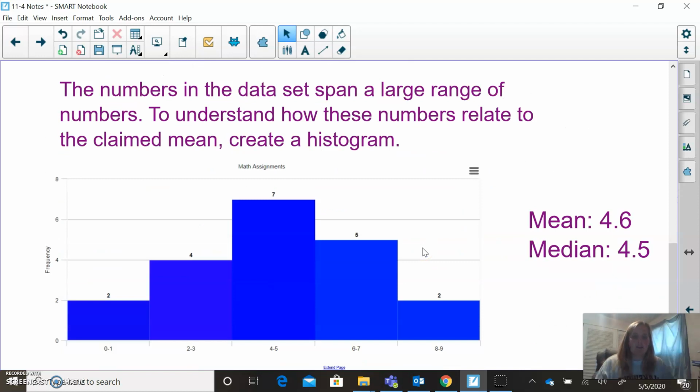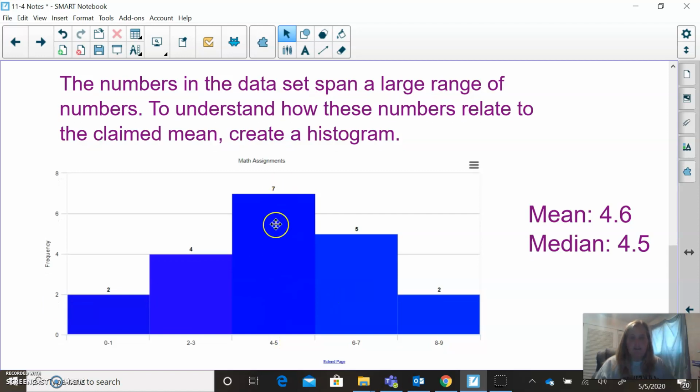So I created a histogram for our assignments, okay? So we had 7 students that completed 4 to 5 assignments. We had 4 students that completed 2 to 3 assignments. We had 2 students that completed 0 to 1 assignments. Okay, 5 students that completed 6 to 7 assignments, and 2 students that completed 8 to 9 assignments. So I calculated the mean and the median for this data, and the mean is 4.6 and the median is 4.5. Okay, just know that a histogram is the best when you have a large span of data.